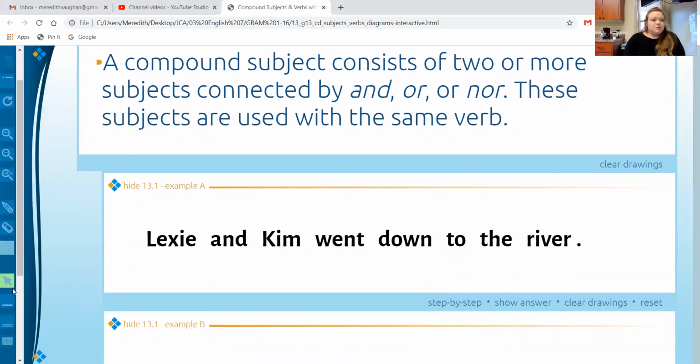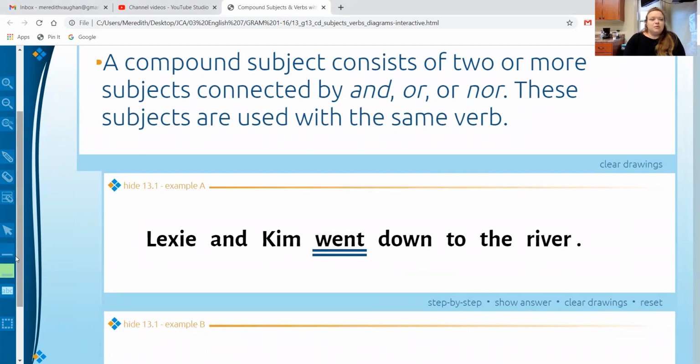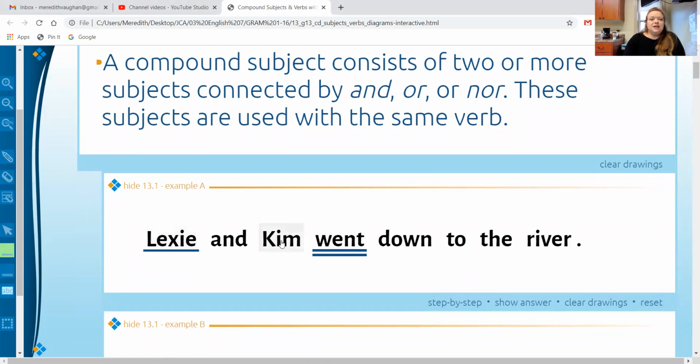So in this case, as always, find your verb first. Your verb is went. So then you can answer the question, who went? And you have Lexi and Kim. See, they're joined by the conjunction here, and.